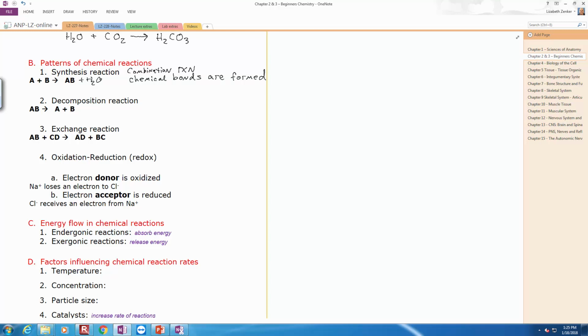A decomposition reaction is the opposite of a synthesis. So you could think decomposition like a decomposing body, decomposing vegetation, something like that. So this is where chemical bonds are broken.